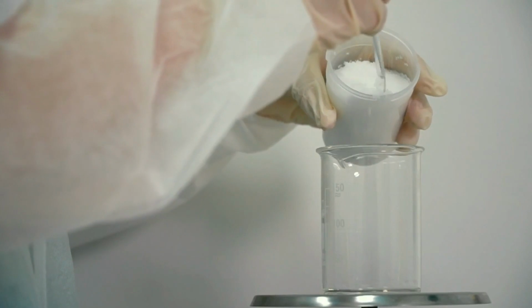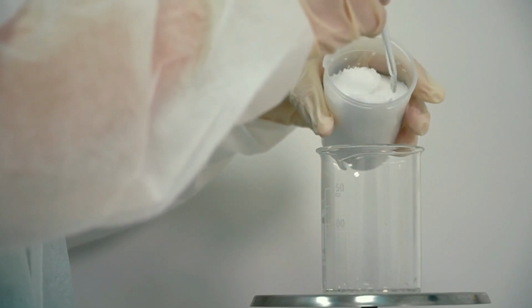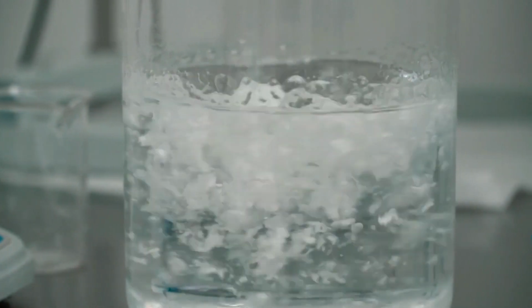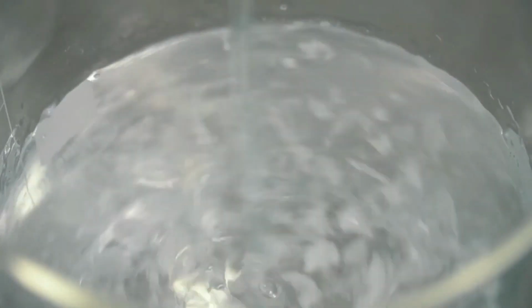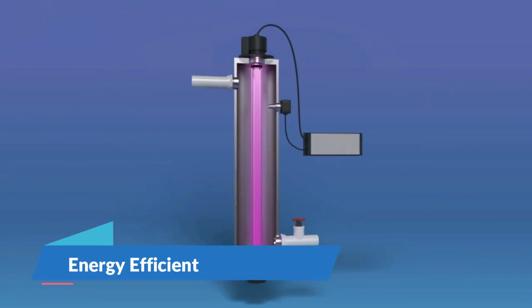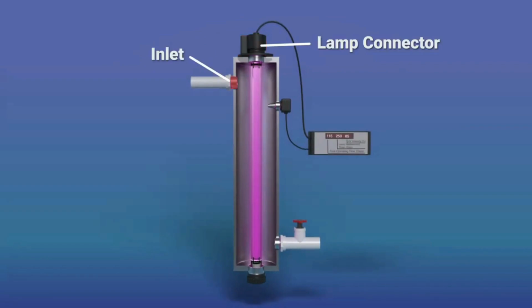Environmental benefits. 1. No chemicals required. UV purification operates without the need for chemicals. This means no chlorine or other disinfectants are added to the water, which can leave harmful residues or create disinfection byproducts, DBPs, such as trihalomethanes, THMs, and haloacetic acids, HAAs, which are linked to health risks like cancer and reproductive issues.